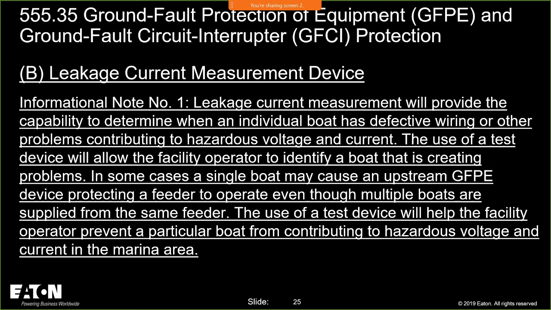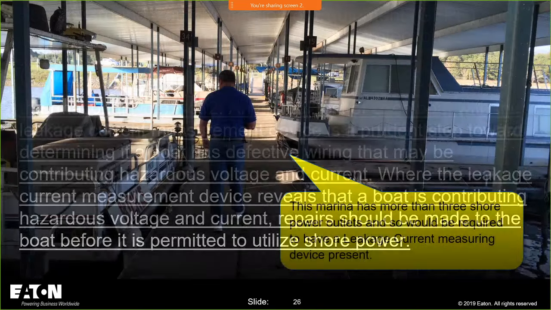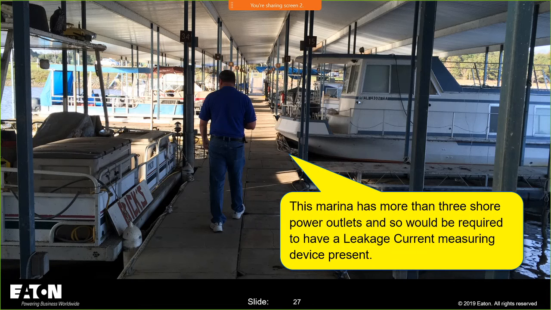And then there's an informational note in there in 555. Again, these are just informational notes. So if a marina has more than 3 shore powers, it's going to have GFPE out to that, and it's going to have that temporary, that portable device. All right, I got through marinas.